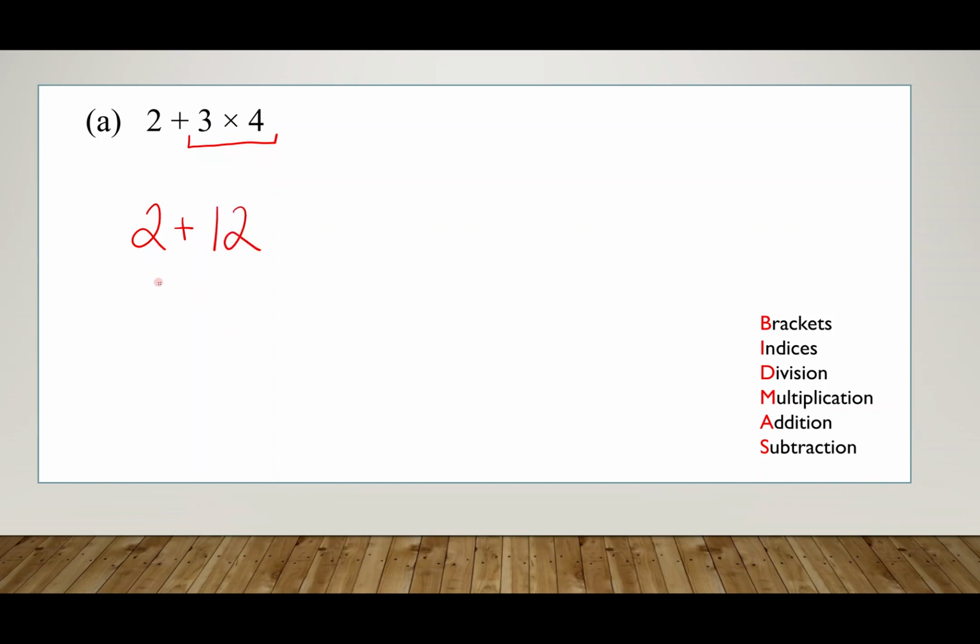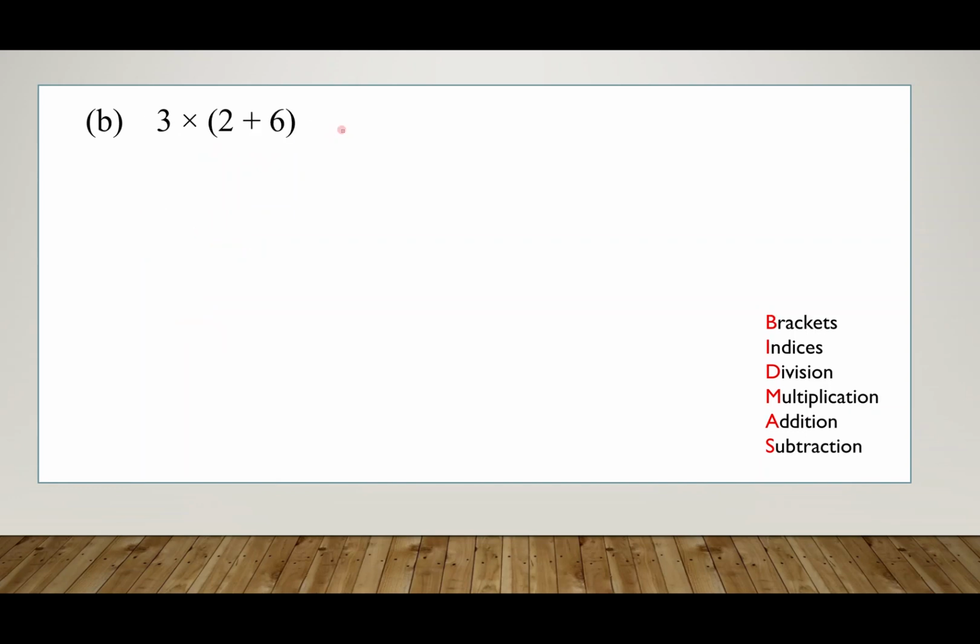Next, we can do our addition. That becomes next in our BIDMAS. So 2 plus 12 is equal to 14. So our final answer is 14. It's worth noting that scientific calculators are programmed to apply BIDMAS. So if you wanted to check your answer, you could type this calculation into a scientific calculator and it would give you the correct answer.